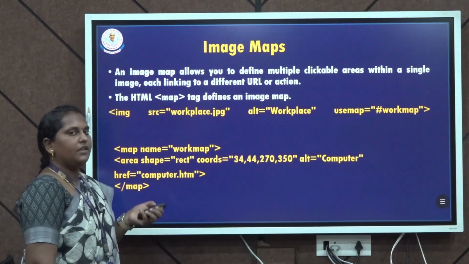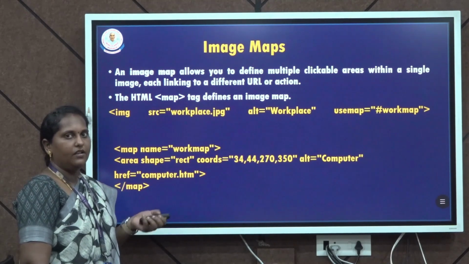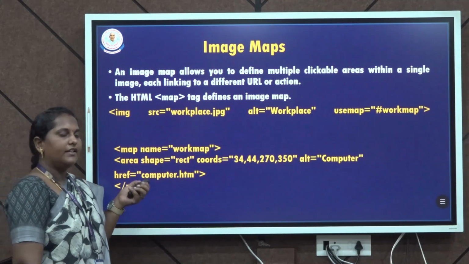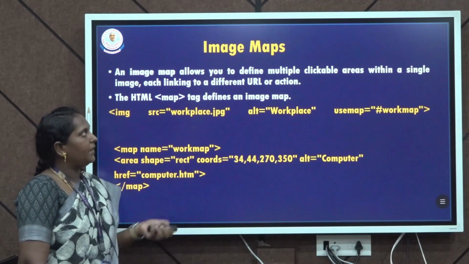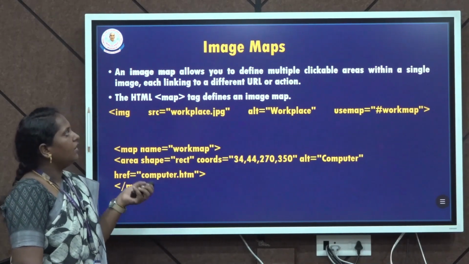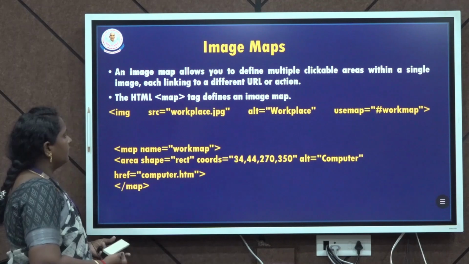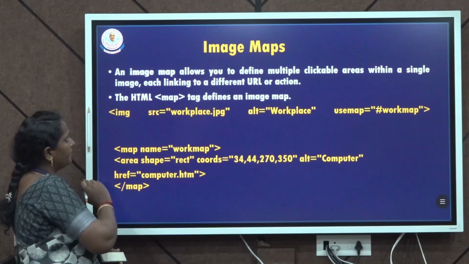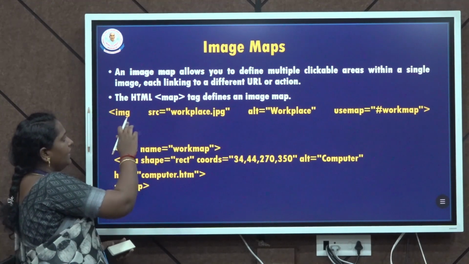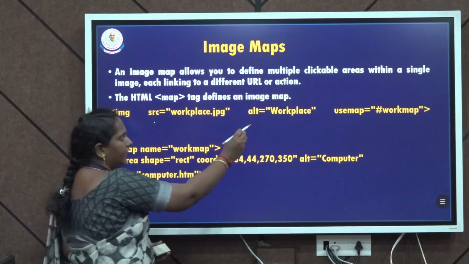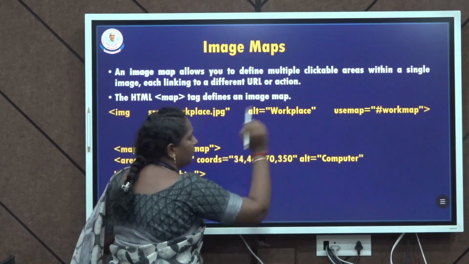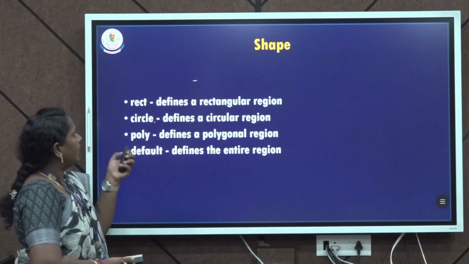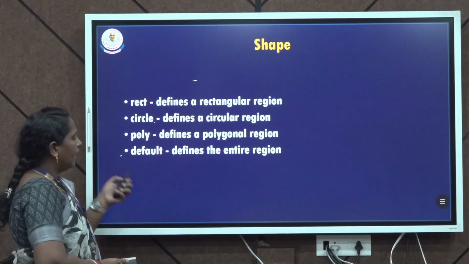And then the next one is image map. There is some difference between the image tag and the image map. In the image tag, we can display an image on the web page, but here these images are used for linking purposes. The attribute for the map tag is the name attribute. We should insert the image with the source attribute, alternative attribute, and the usemap attribute, and we can add some shapes here like rectangle, circle, polygon and default.